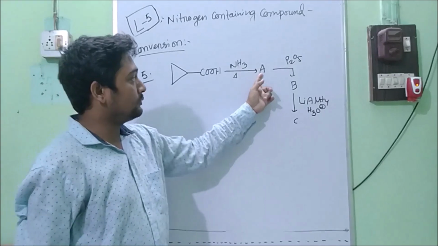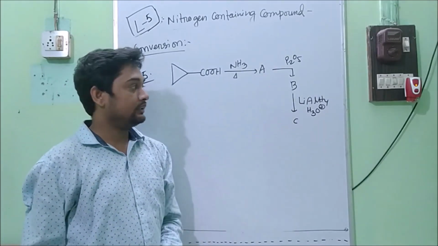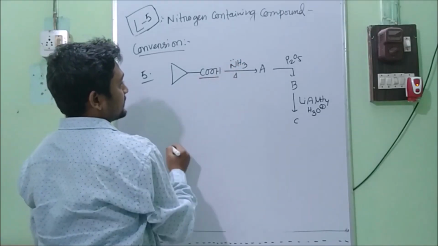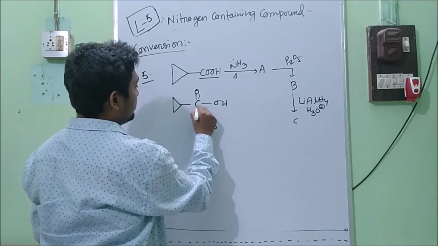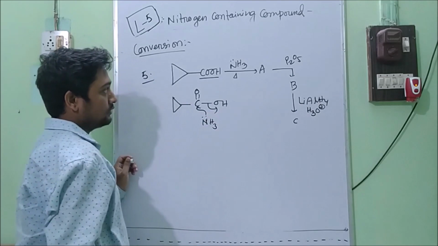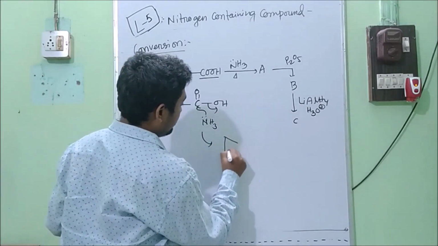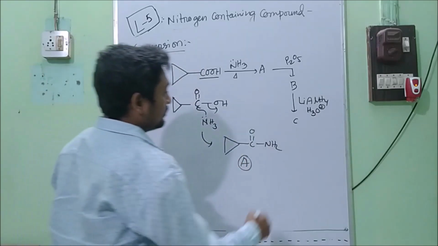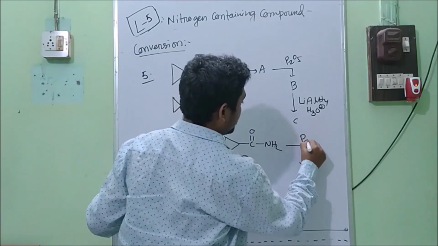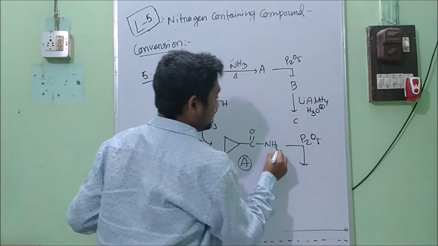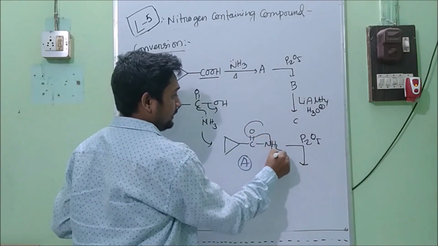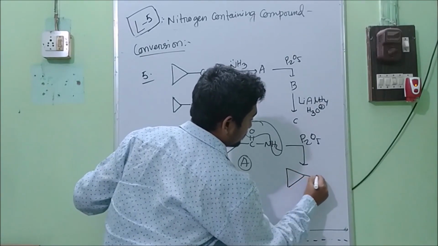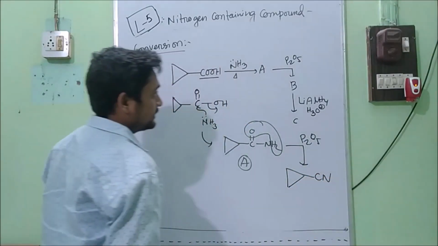Next one is this one. We have to identify what will be the structure of A, B and C. So look at here. If we use ammonia with carboxylic acids, then the lone pair will attack here, this OH will go out, so it will have CONH2, that is A. Now next one B, P2O5. It is a dehydrating agent, so it will eliminate water, and then it will convert into CN. This is B.